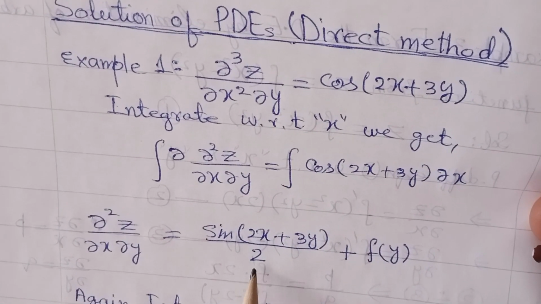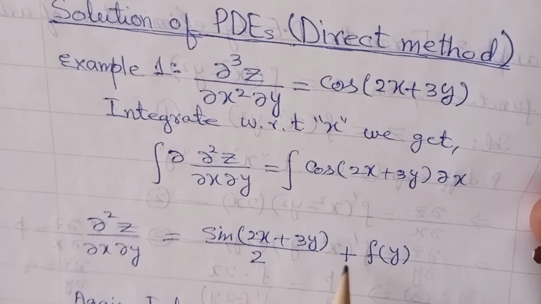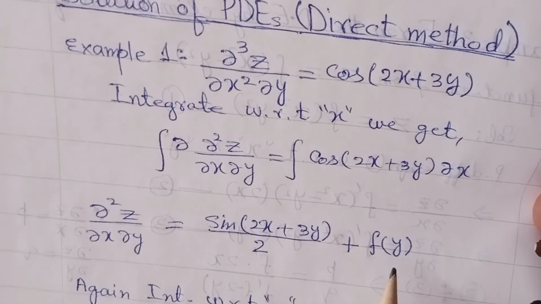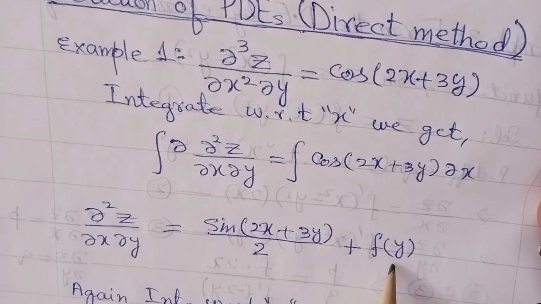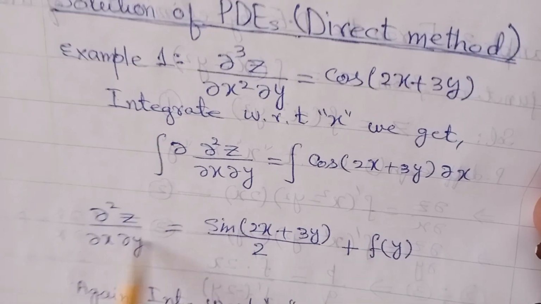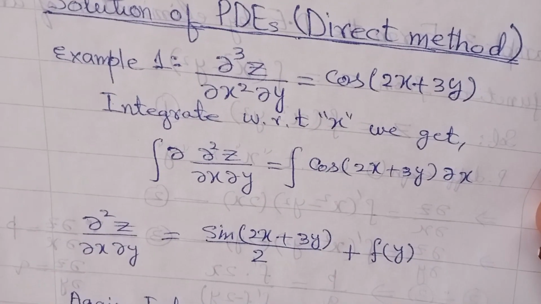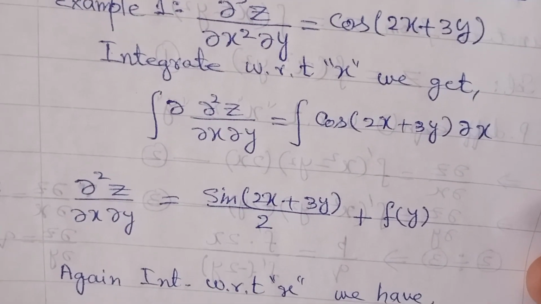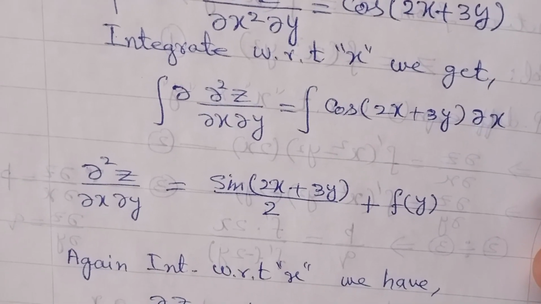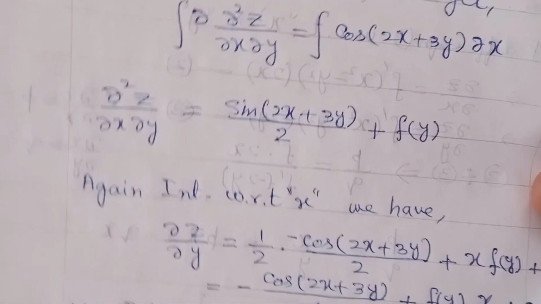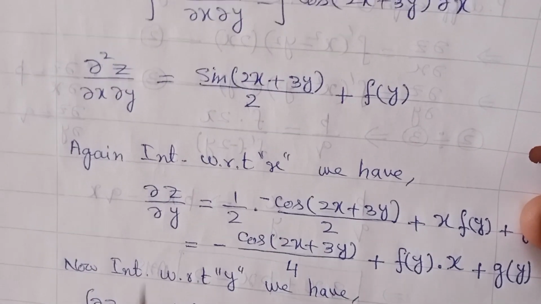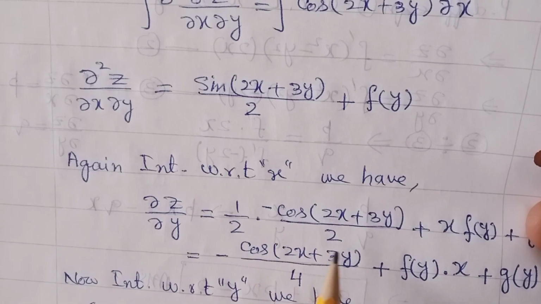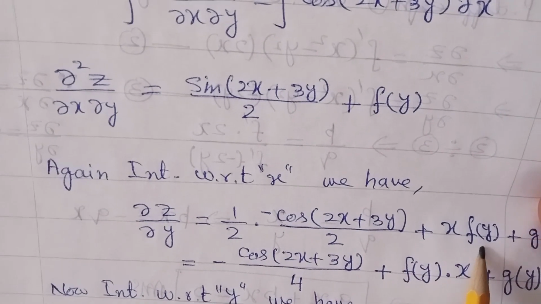That is for balancing the integral, plus an integration constant, because when we are integrating with respect to x, the integration constant is a function of y, after the very first integration. Now again we perform the integration, so this time we get ∂z/∂y equal to 1/2 times (−cos(2x + 3y)/2) plus x f(y) plus u(x).